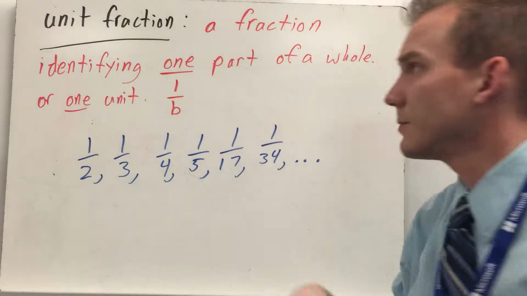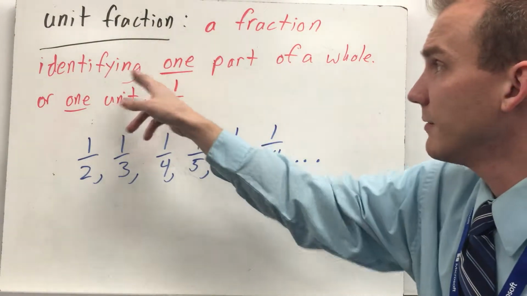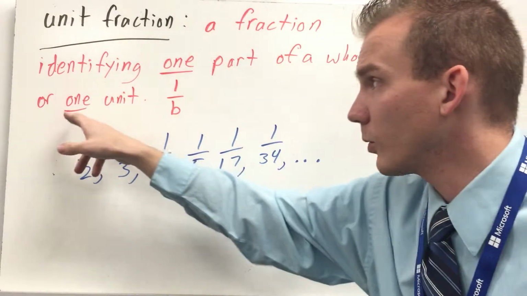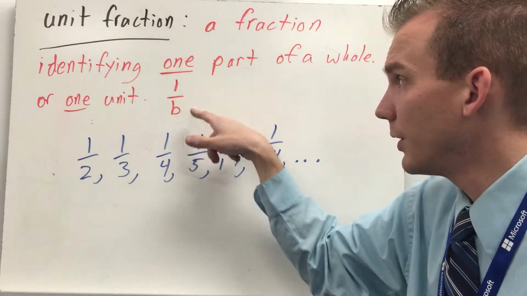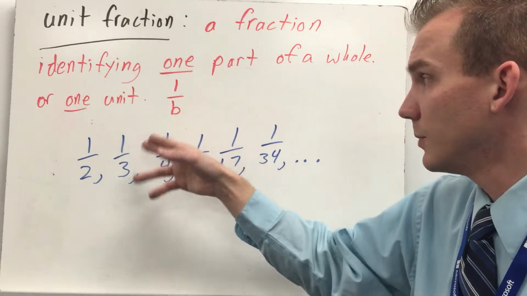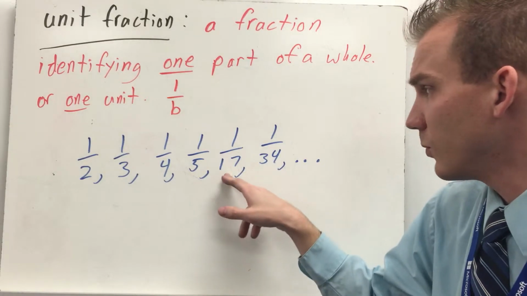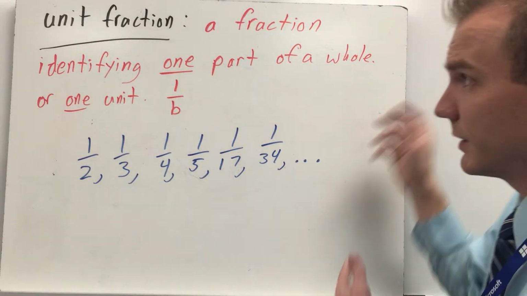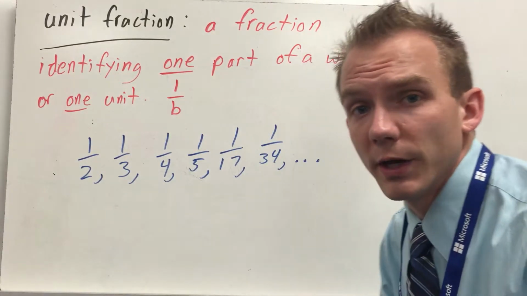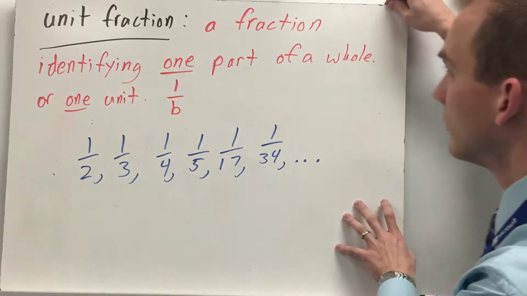When we talk about fractions, sometimes you'll hear someone refer to a unit fraction. A unit fraction is a fraction identifying just one part of a whole, or one unit. So it's going to be 1 over b. The numerator is always 1 in a unit fraction, and your denominator could be any number. So 1/2, 1/3, 1/4, 1/5, 1/17, 1/34, whatever. That would be a unit fraction, where your numerator is just 1, and it's talking about one single part of the whole.